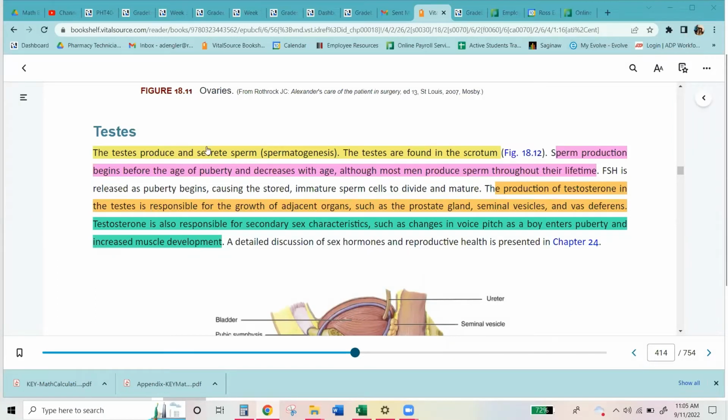The testes produce and secrete sperm. The testes are found in the scrotum. Sperm production begins before the age of puberty and decreases with age, although most men produce sperm throughout their lifetime. The production of testosterone in the testes is responsible for the growth of adjacent organs such as the prostate gland, seminal vesicles, and vas deferens. Testosterone is also responsible for secondary sex characteristics such as change in voice as a boy enters puberty and increased muscle development.